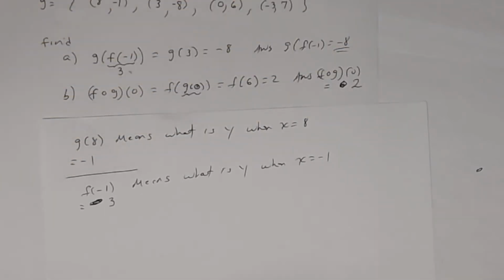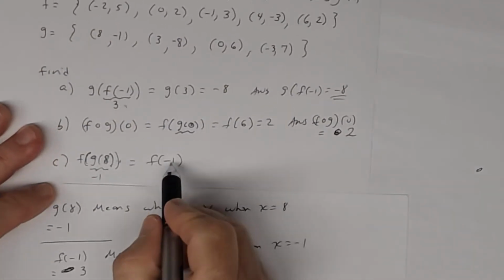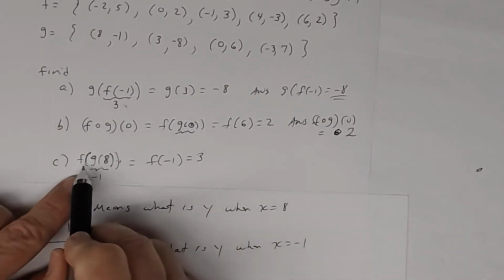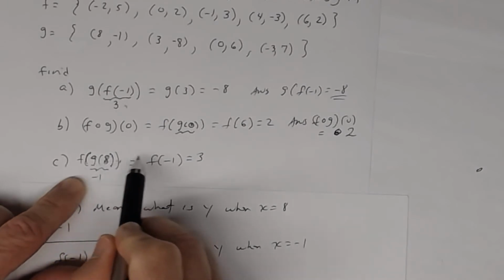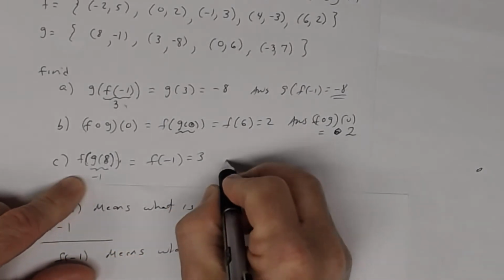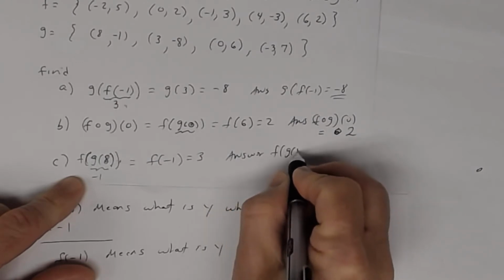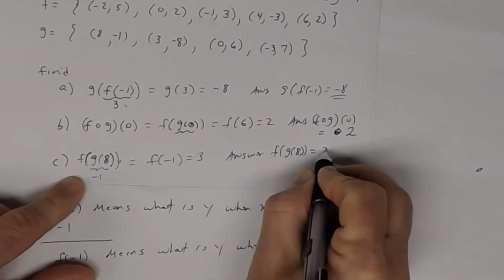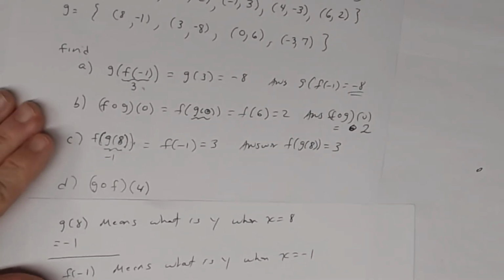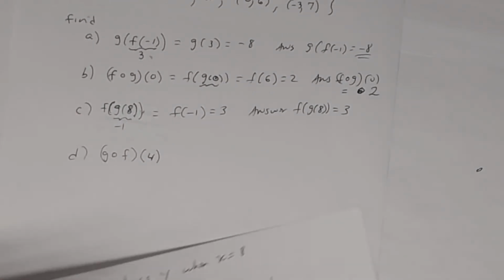So therefore, what you found is this. Remember, f of negative 1 is 3, right? So what you found is that f of g of 8 is equal to 3. So your answer: f of g of 8 is equal to 3. All right, and then let's look at this one.